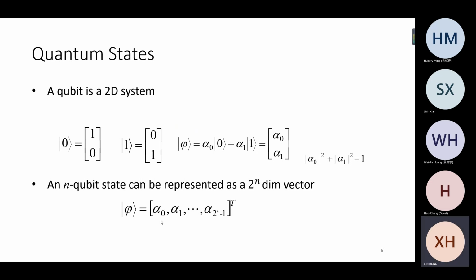For this tensor, you should apply an index here, for example x 0 to x n minus 1. Then for this tensor, phi 0, 0, 0 should be exactly the value alpha 0, and phi 0, 0, 0 and 1 should be exactly the value alpha 1.